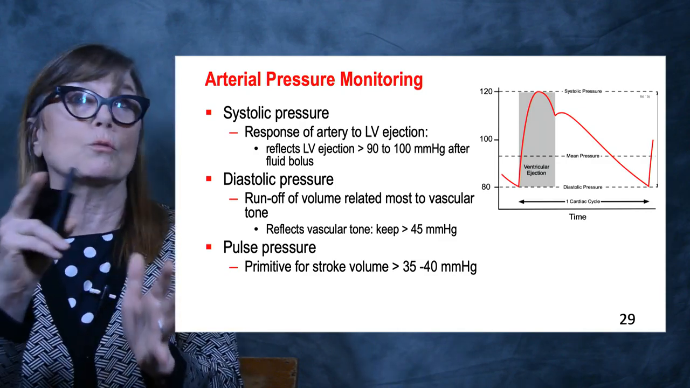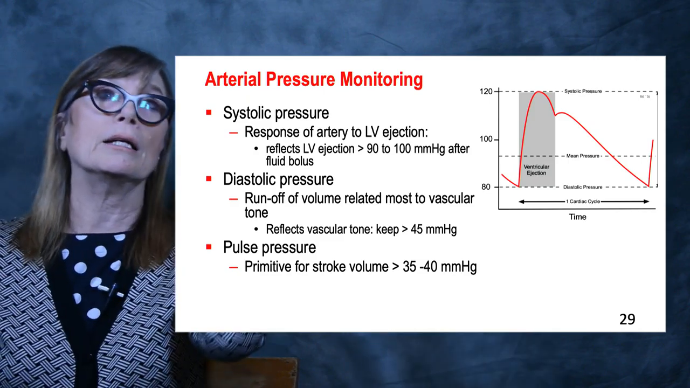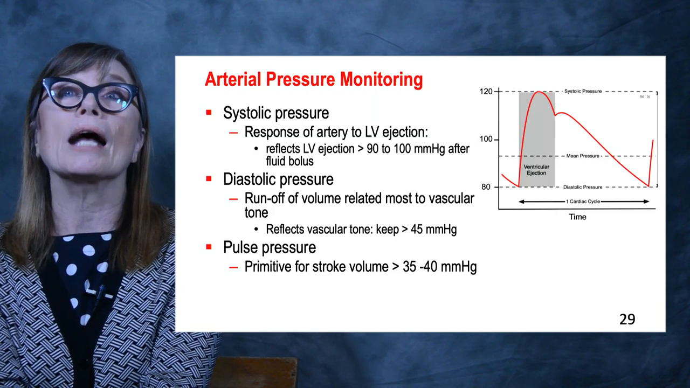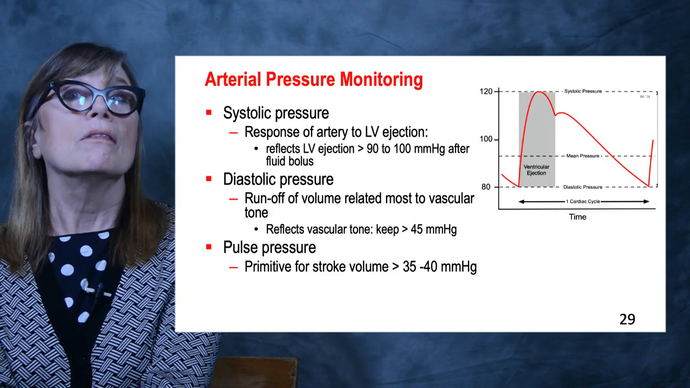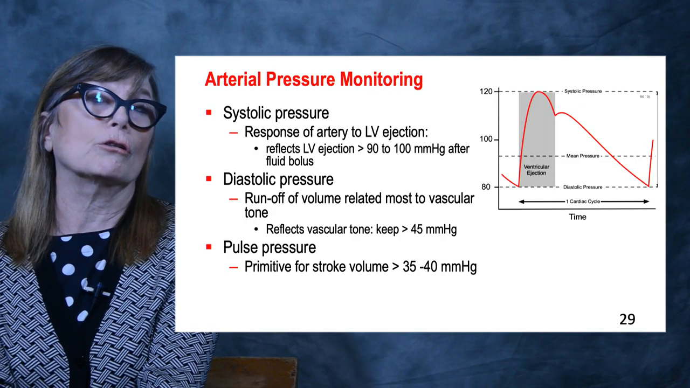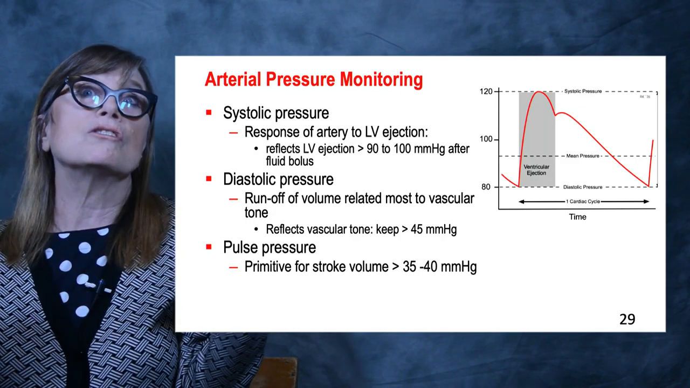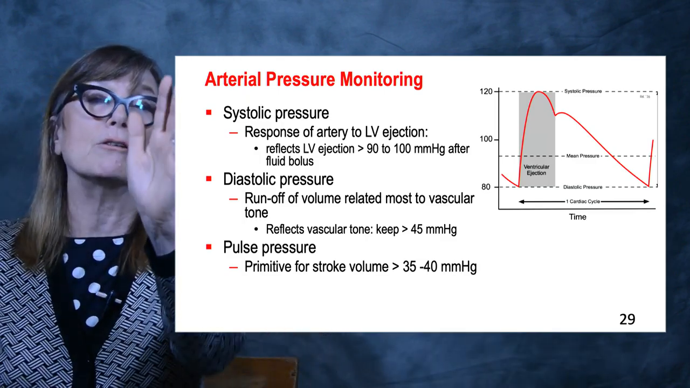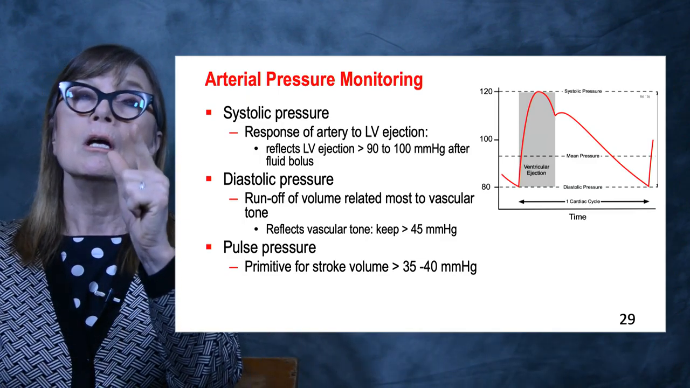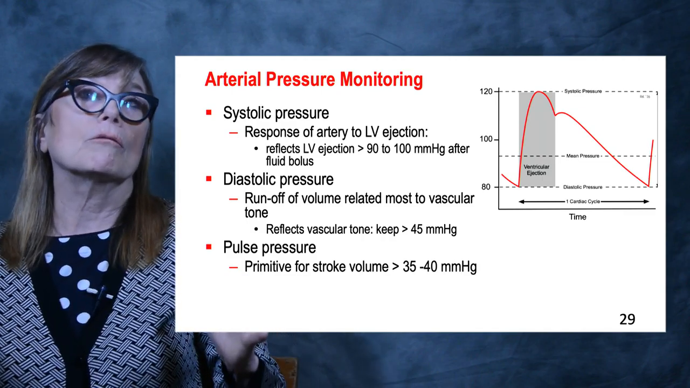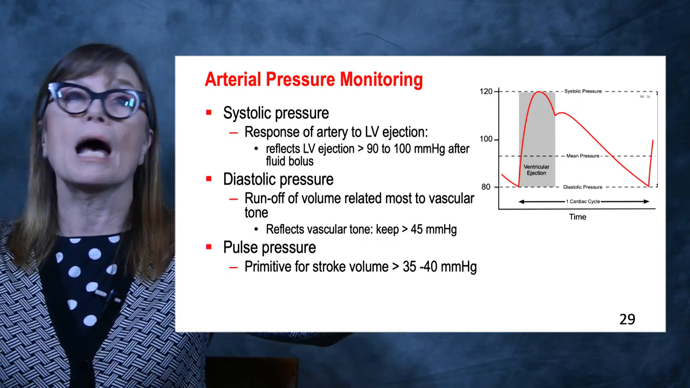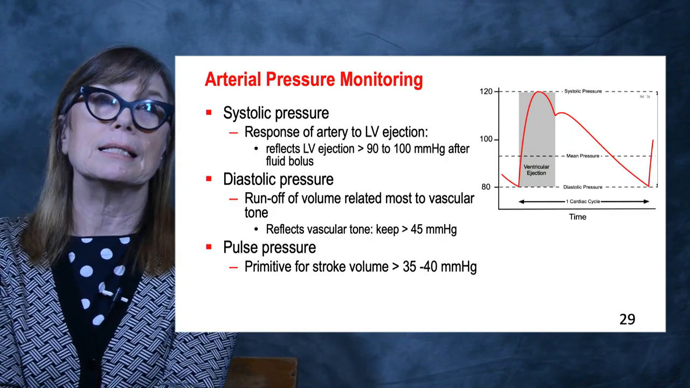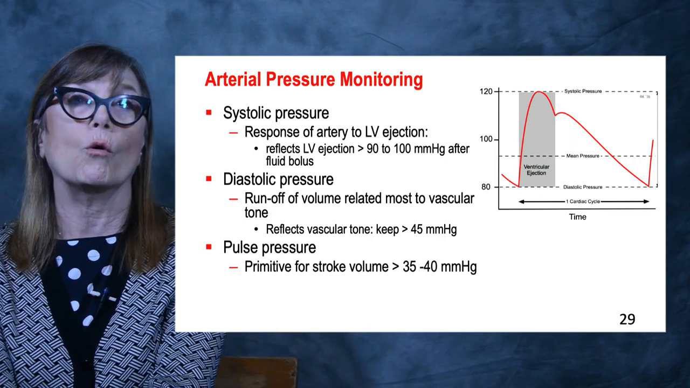There are going to be some times when that's going to be okay, below 90 or above 180, but those are particular circumstances. And then we move to the diastolic pressure, which is that low point. The diastolic pressure is a reflector of vascular tone. And remember, our arteries need to have good tone to mobilize the blood flow along the arterial bed to ultimately deliver it into the capillaries. So diastolic pressure actually reflects the runoff volume as it goes out to the capillaries to perfuse your cells and organs. And typically, we would like to see that diastolic pressure greater than 45.